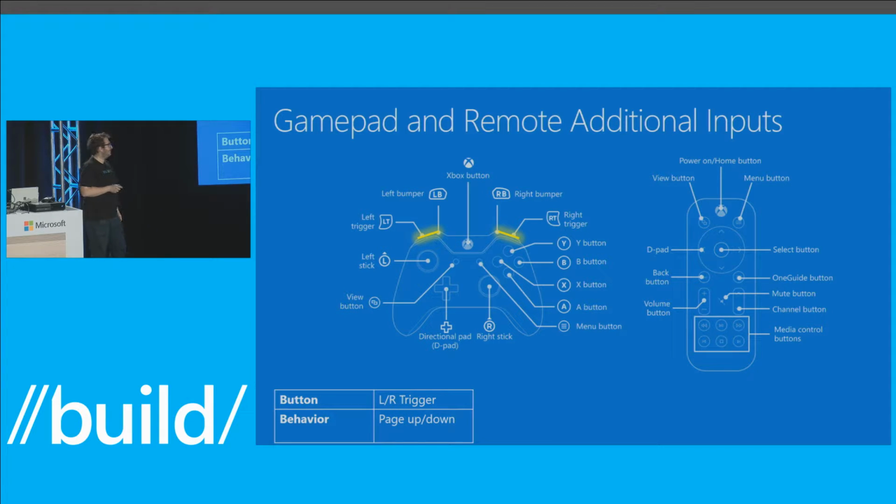There's the triggers and the bumpers. The triggers do page up, down. The bumpers do page left, right. Controls like pivot are already hooked up for you to listen to these. So if you have a pivot control, bumpering left and right will swoosh you to the left and the right and so forth. If you're writing your own UI, you'll want to listen to these events and do that.